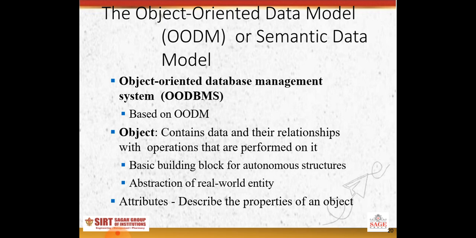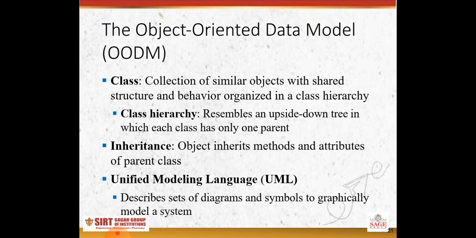Object oriented data models are based on object oriented database management. In object oriented data model, an object contains data and their relationships with operations that are performed on it. Basic building blocks of autonomous structure, abstraction of real world entities. Attributes define the properties of an object. Class: a collection of similar objects with data with shared structure and behavior, organized in a class hierarchy.